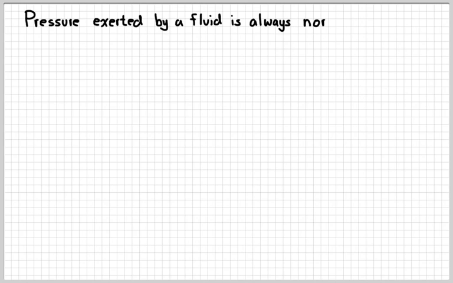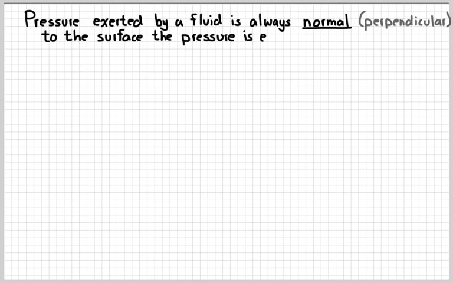Now the reason that fluids exert pressure, before we get to that: pressure exerted by a fluid is always perpendicular to the surface that it's exerting on. And remember, when something's perpendicular to a surface, we say that the direction is normal. And so pressure exerted by a fluid is normal to the surface.